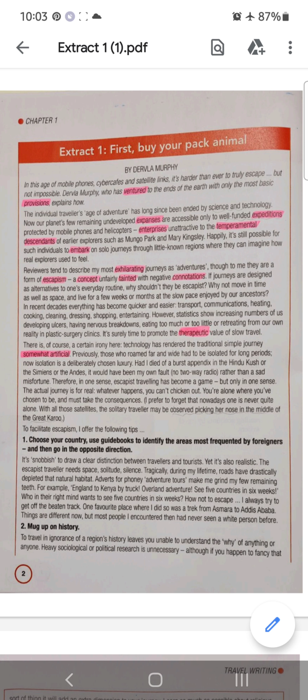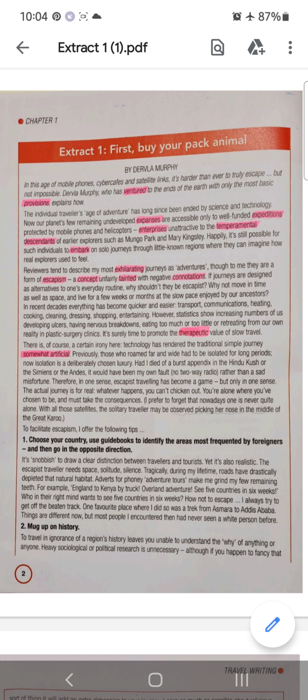Okay, so to facilitate escapism, I offered the following tips. Number 1, choose your country. Use guidebooks to identify the areas most frequented by foreigners, and then go in the opposite direction. It's snobbish to draw a clear distinction between travelers and tourists, yet it's also realistic. You might think snobbish, arrogant, thinking that you're better than someone. So she said it's snobbish to draw a clear distinction between travelers and tourists, yet it's realistic.